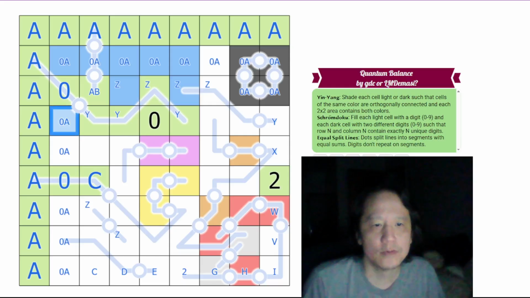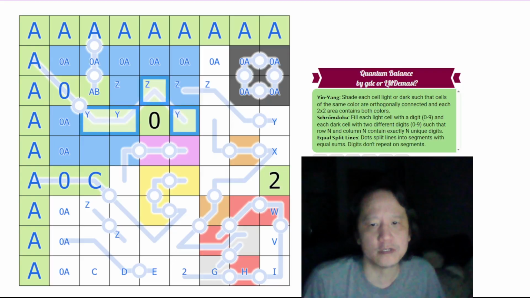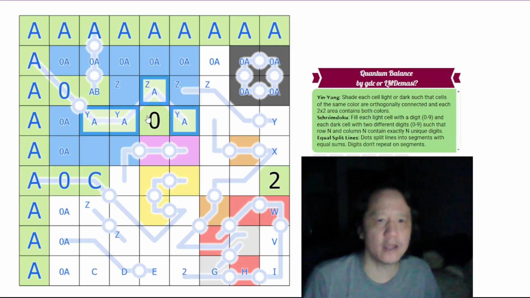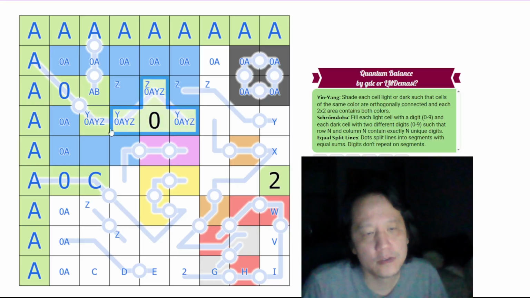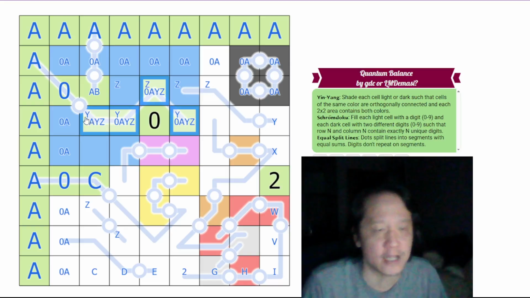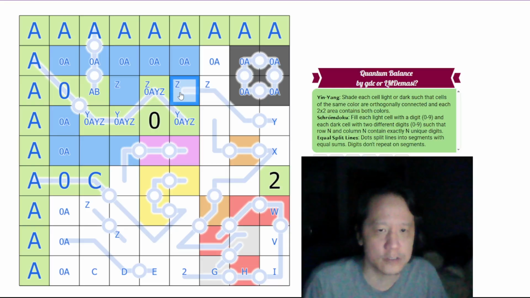This must be blue because of the 2x2 area that's all green. That makes this all blue to be going out because of the 2x2 area. Actually, the blue has to be orthogonally connected to the rest of the blues. So this is A plus C here. This must be some combination of... So Y... So we have 0. We have A, Y, Z, and 0 in these 4 cells. Again, you cannot have repeats on segments. That's very important here. This is 2 unique digits.